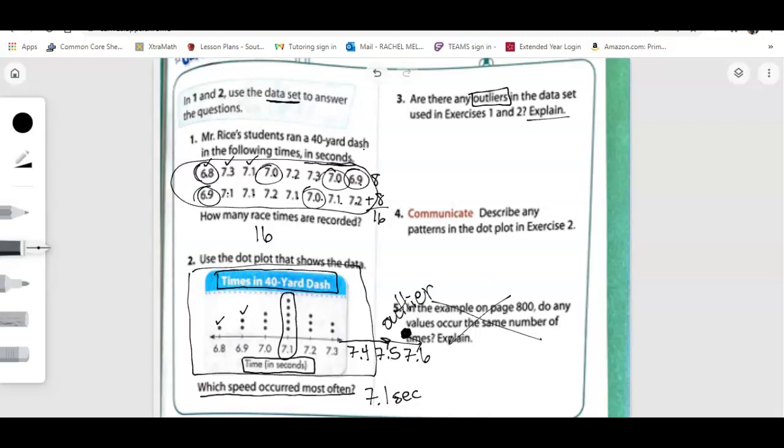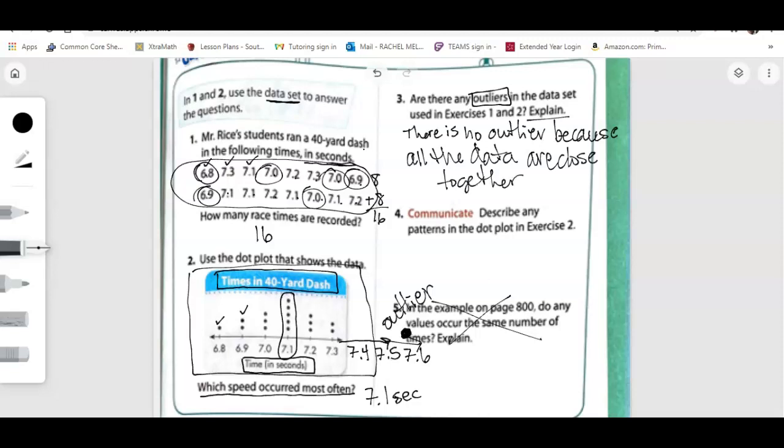Okay. And it's asking me to explain. So I would say there is no outlier because all the data are close together. Okay. And then number 4 asks me to describe any patterns in the dot plot.